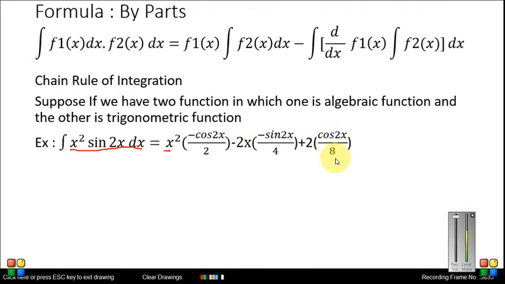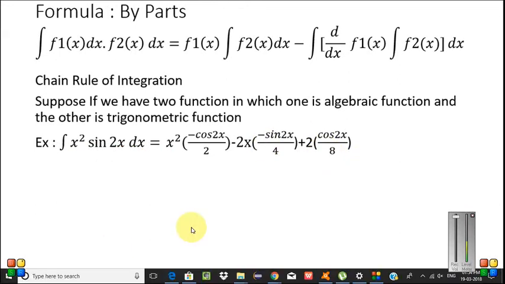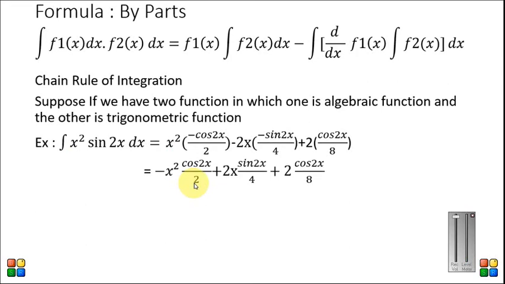Now after solving this we'll get the value minus x square cos 2x by 2 plus 2x sin 2x by 4 plus 2 cos 2x by 8, right?